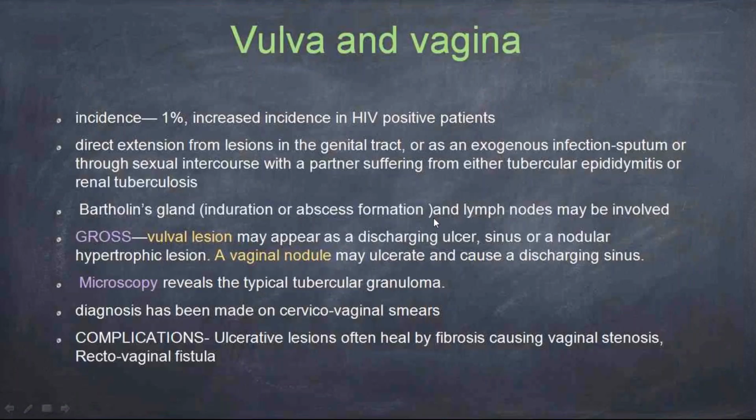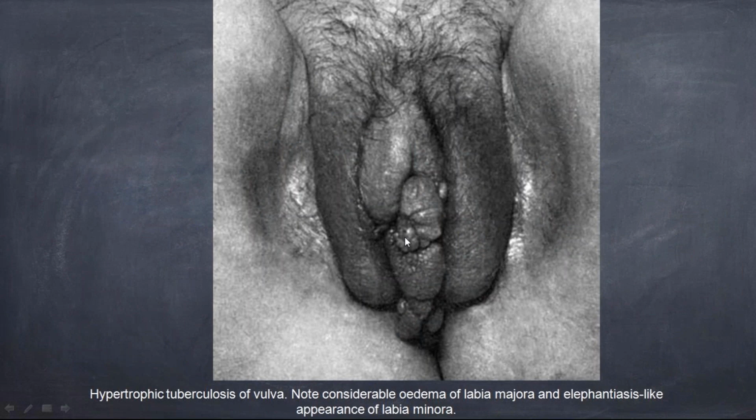Now vulva and vagina. This is very rare, but they can occur. It may be either an ulcerative lesion or fibrotic lesions, or sometimes wart-like things can occur. So how do you diagnose? It's again punch biopsy. So this is your TB vulva. Something like a wart-like lesion is present in this hypertrophic tuberculosis of the vulva.